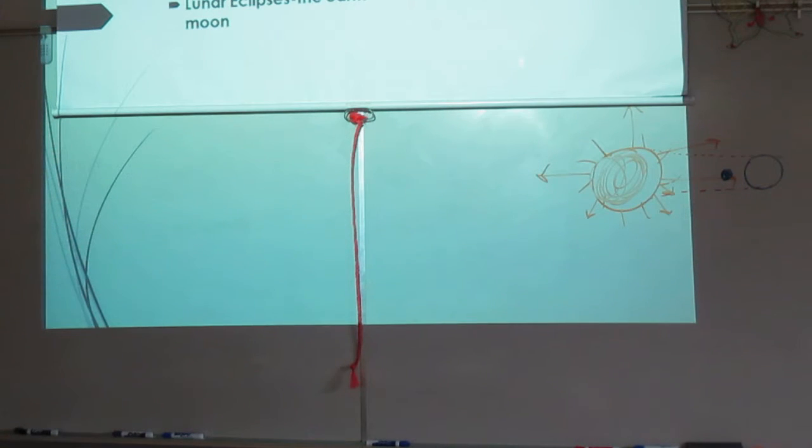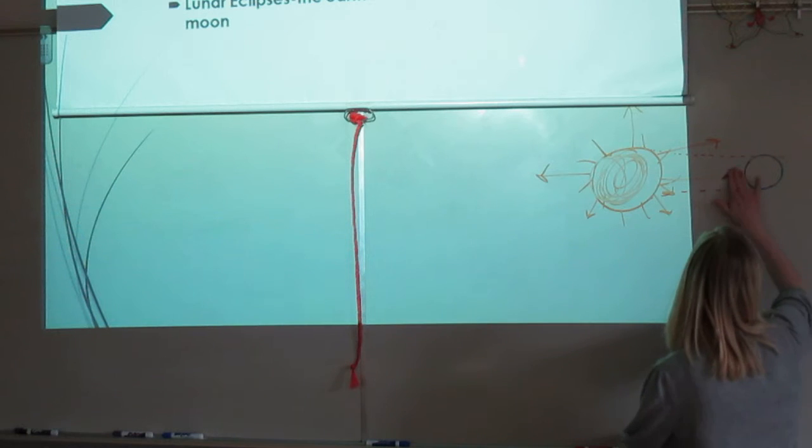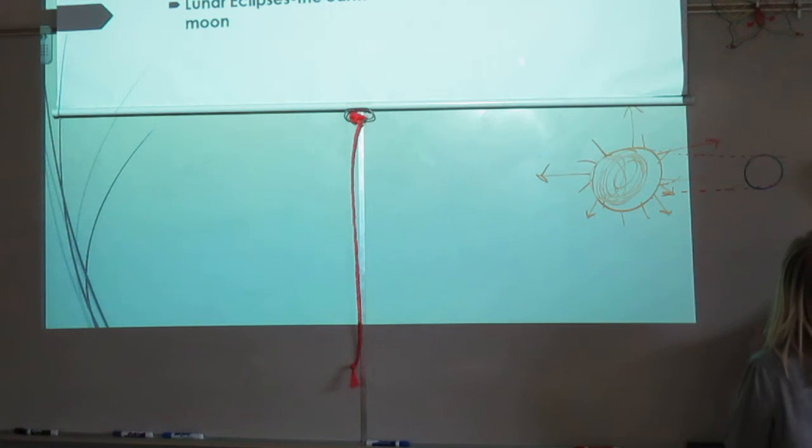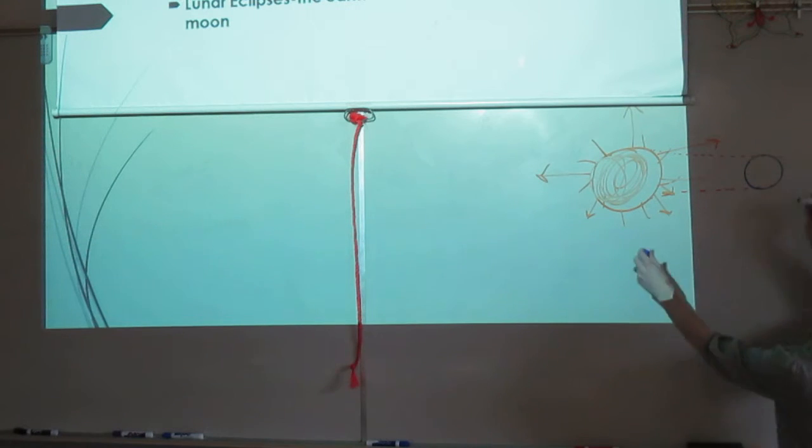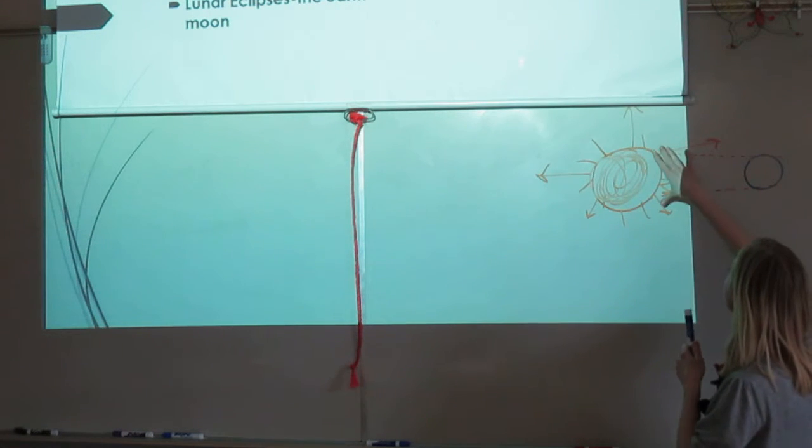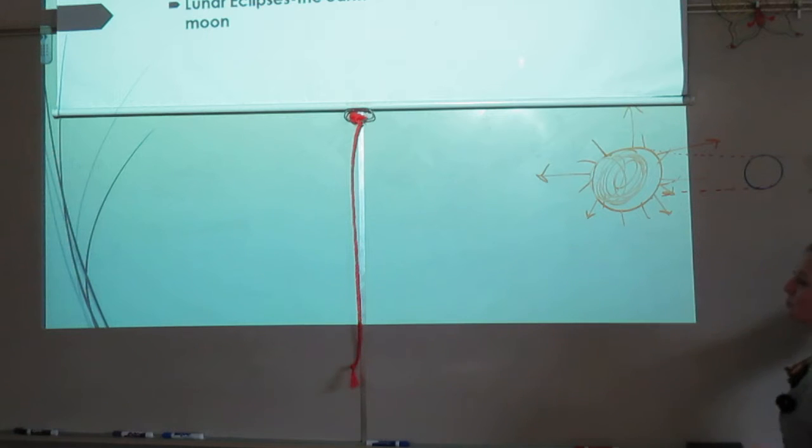Okay, feel free to have Miss B pause this video at any point so that you can catch up if needed. Lunar eclipses are when the Earth is between the sun and the moon. So that's the first picture that I had up here. A lunar eclipse is over here. That means that the sun will not be able to reach the moon because it's being blocked by the Earth.